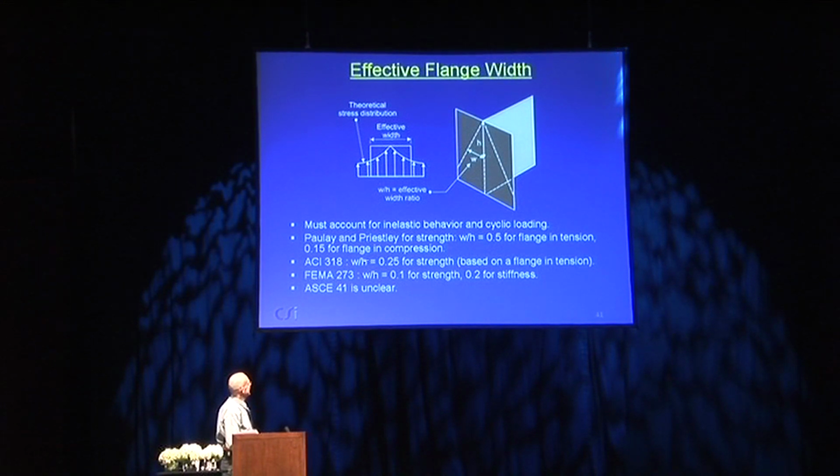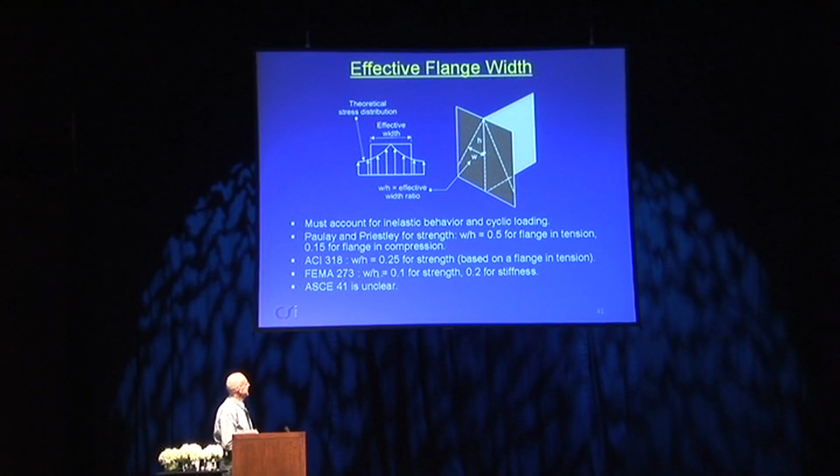ACI 318, 0.25 for strength. And that's based on a flange in tension, and this compares with Powell and Priestley recommendation of 0.5. FEMA 273, 0.1 for strength and 0.2 for stiffness. And there's kind of sort of a typographical error in ASCE 41, which means it's unclear. But the point I want to make here is here we've got 0.1, 0.25, and 0.5 from 3 different sources. And so you throw up your hands in horror and say, what on earth am I supposed to do?